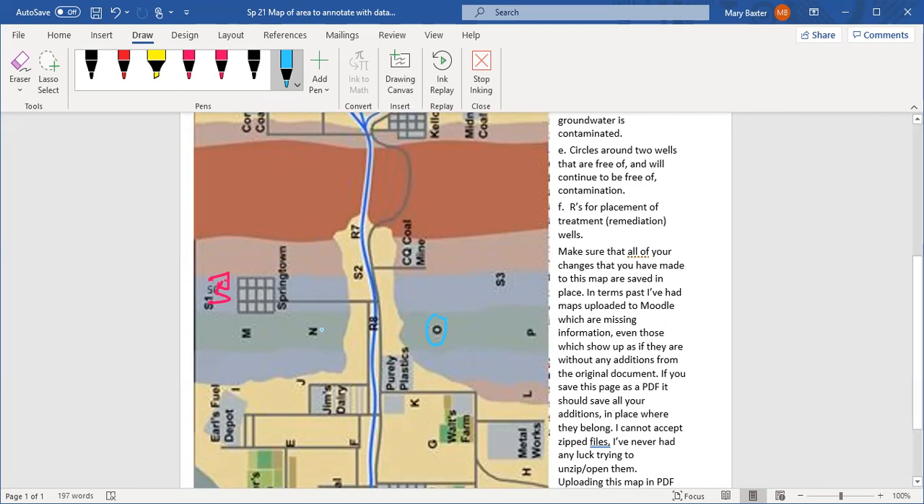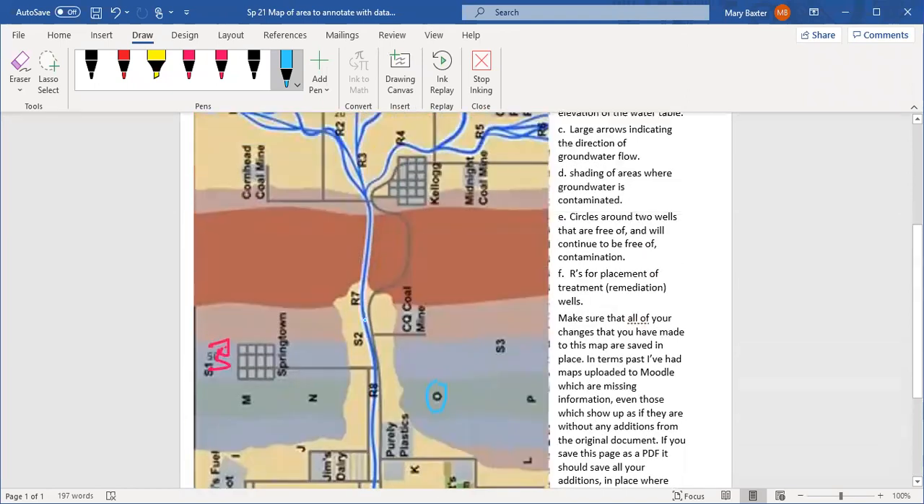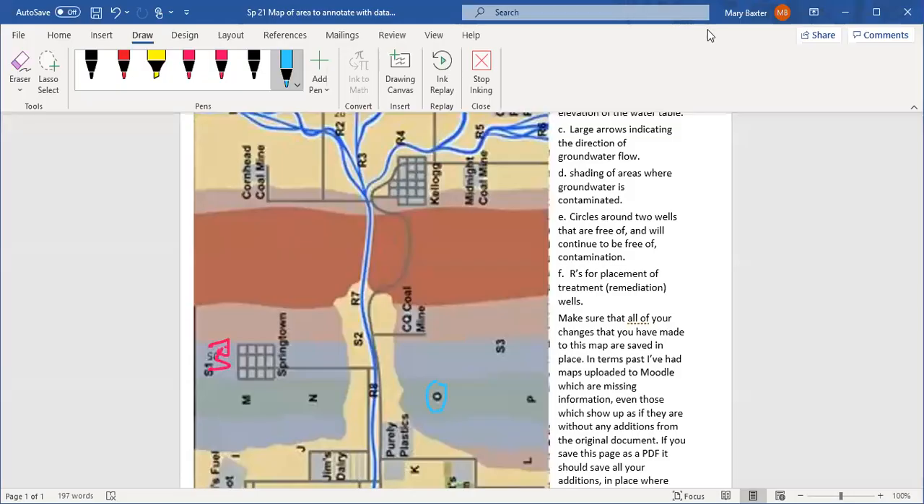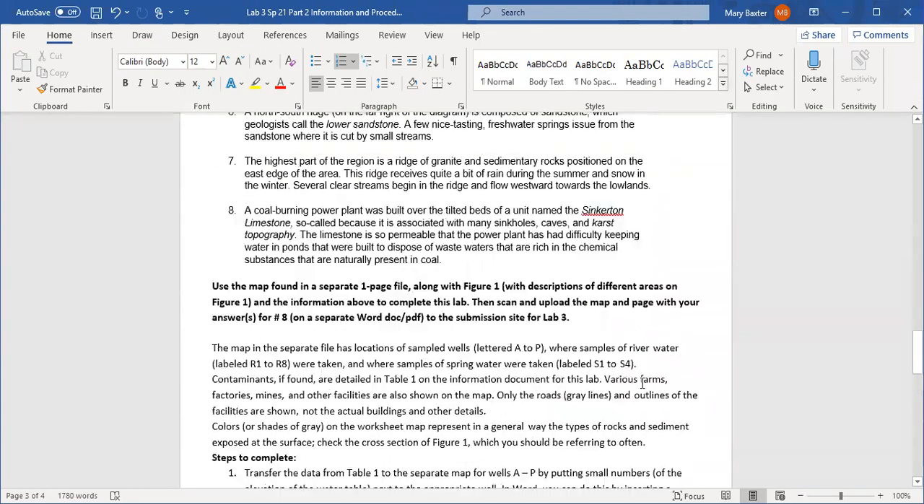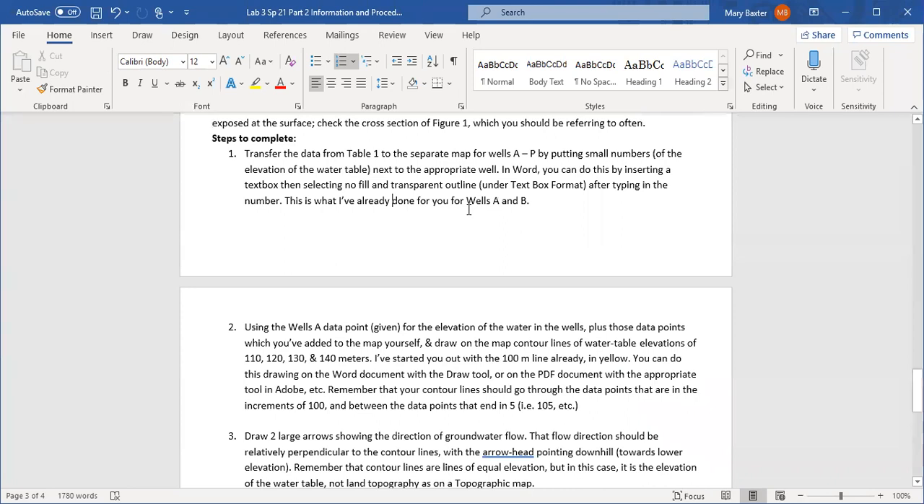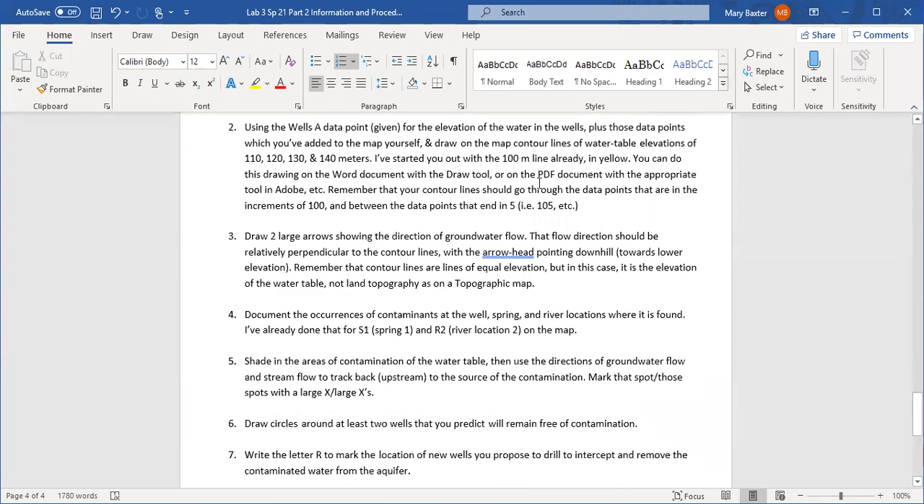entity. Okay, so let's read down here on the information file a little bit more, because it's going to tell you some more important things. You're transferring the data from table 1 to the separate map. That's both the elevation of the water table in the wells and any contaminant numbers popping up for the wells, the springs, and the river. You're going to make your contour lines. You're going to draw your 2 large arrows showing the direction of the groundwater flow, 1 on each side of the river.